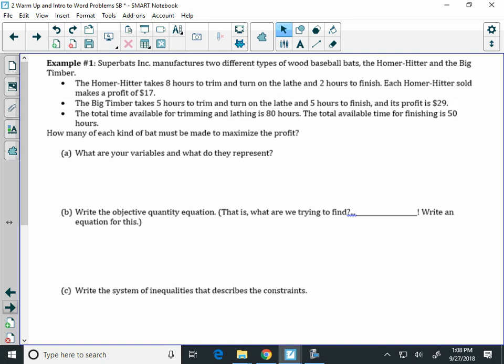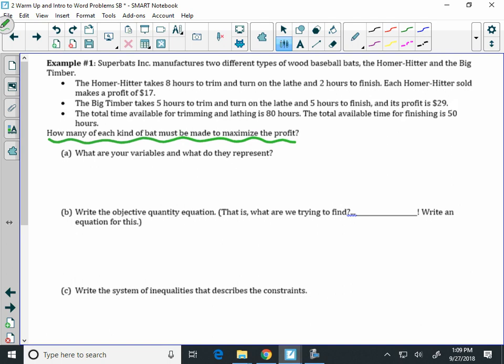Okay. Then they tell you some information about how long they have to work, because in real life, you don't have an infinite amount of time to make something. There's got to be a deadline. So they take 80 hours to cut bats, and then 50 hours to finish them. That's the most that they have here. Now here's the sentence that we start with every time. How much of each kind of bat must you make to maximize the profit?